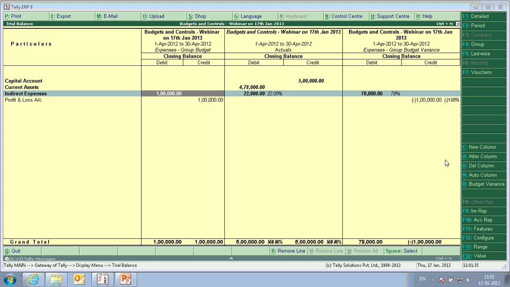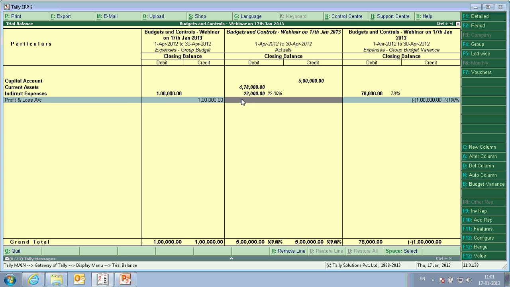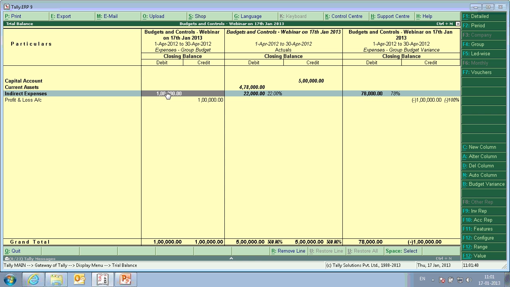So this is what the report says. Are you getting what this report is? Very important to understand. Right? Because we have selected closing balances, this will show the entire 1 lakh rupees here, and 22,000 spent. 1 lakh total budget. Now 22,000 you have expended and 22% utilized for indirect expenses. You can see other groups are not showing the budget, correct? Because we have fixed it only for the indirect expenses. I can see the budget variance also for indirect expenses. Is that clear to everyone?